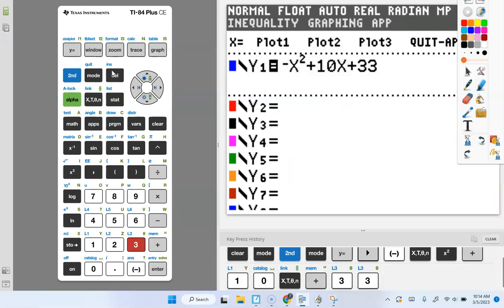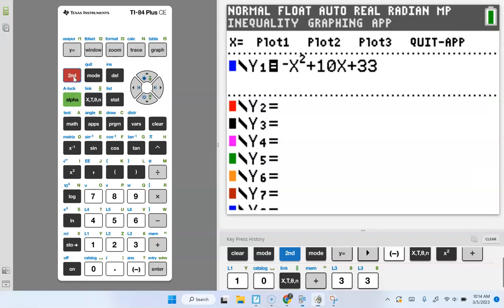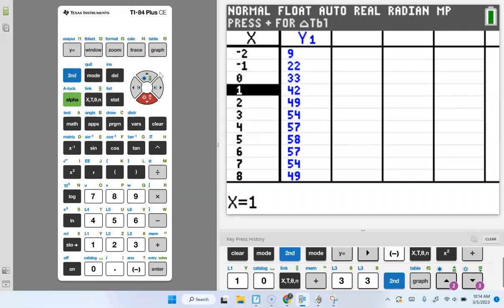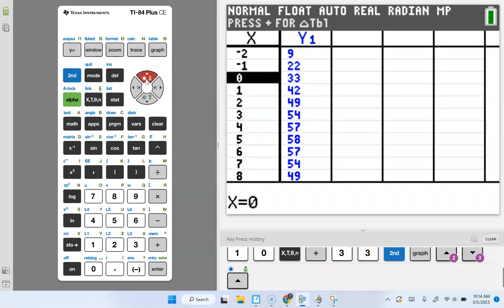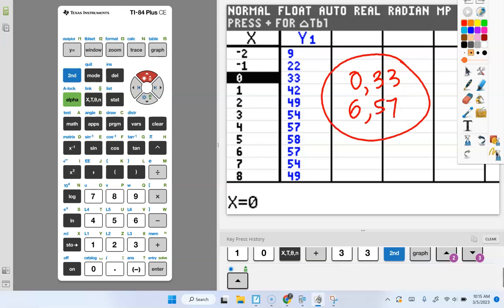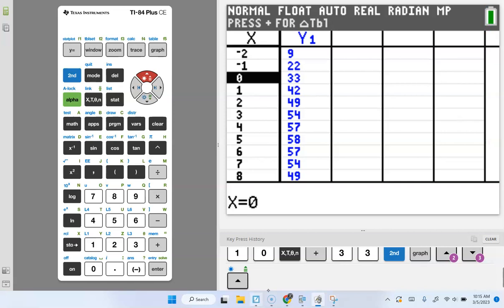We do that by looking at the table, which is here in the blue feature. So second graph, and we can see our table and we can scan up and down. I want the points for 0 and 6. I'm going to circle them for you. The 2 points that I want are 0, 33 and 6, 57.